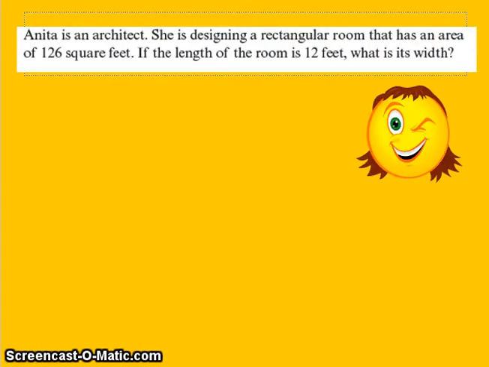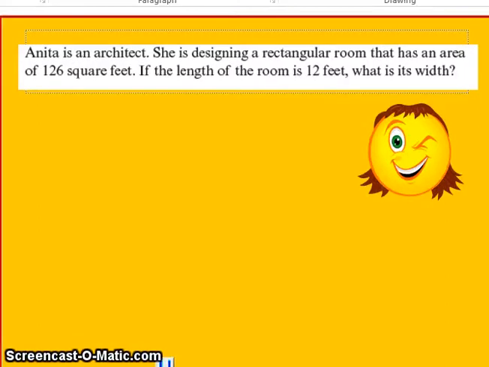All right. Now we have another example. Again, this needs to be in your notebook. Anita is an architect. She is designing a rectangular room that has an area of 126 square feet. If the length of the room is 12 feet, what is the width?